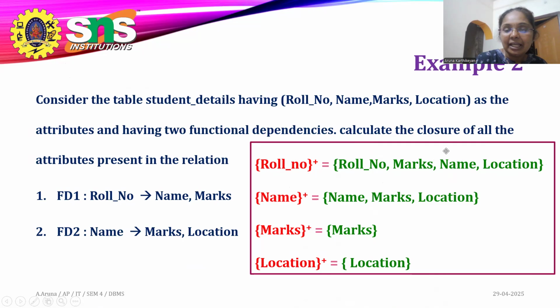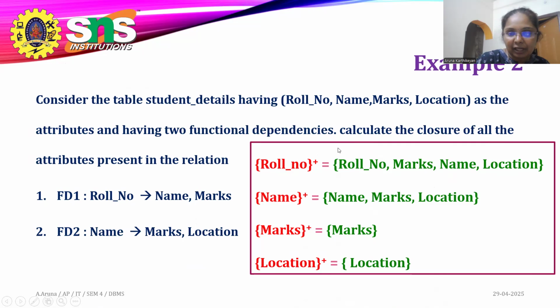Now I'm checking, is there any attribute we can find through marks? Marks doesn't have any, I couldn't identify. The next one is name. Yes, name is available. Through name, I can identify marks and location. Marks is already present, so I have to add the location. So by using roll number, I can identify all the attributes present in my student relation.